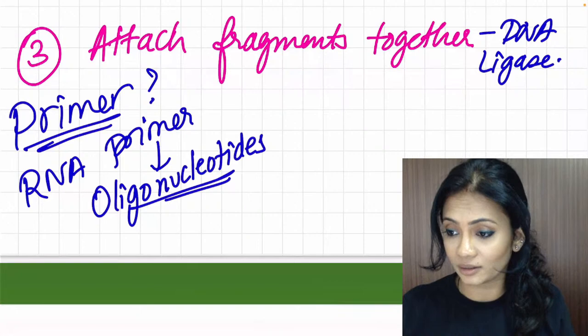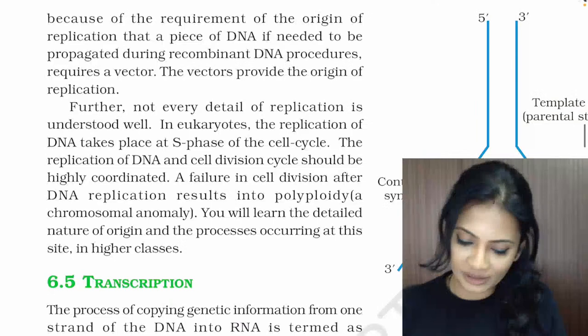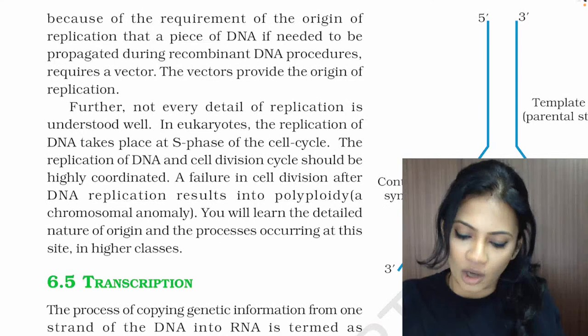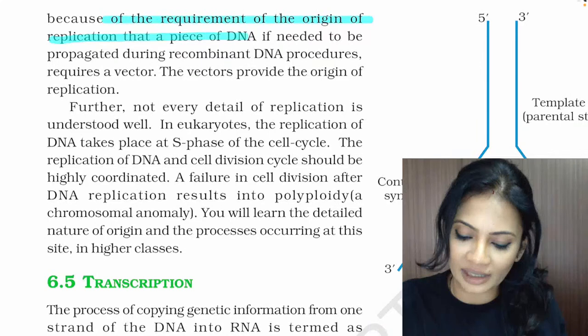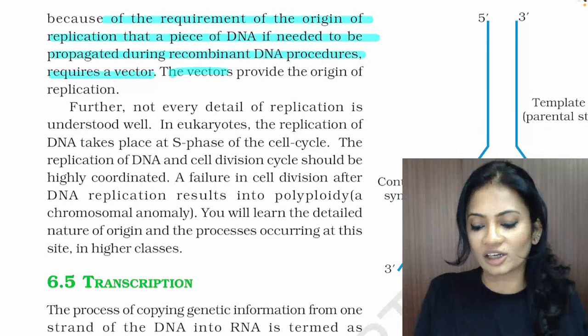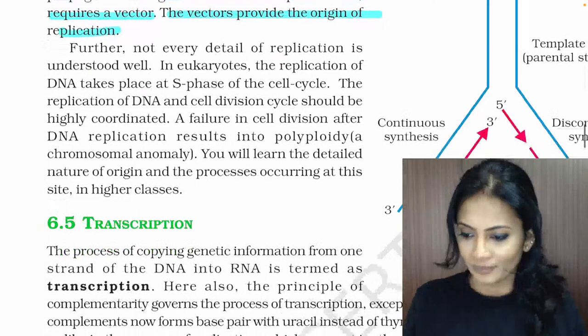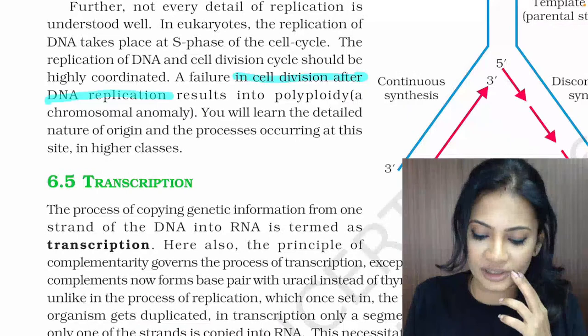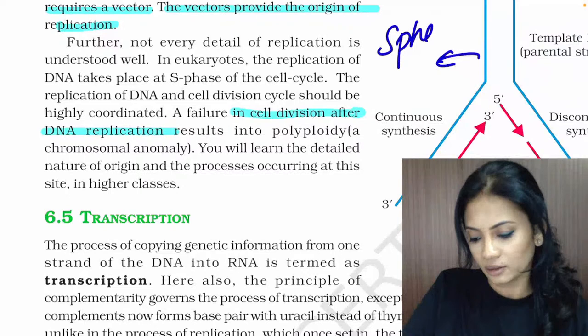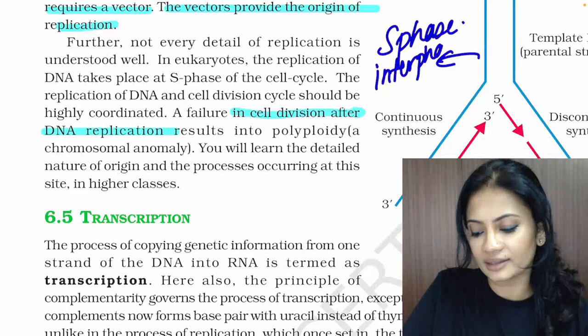So, we are done with this. This is something you know from biotechnology. Requirement of the origin: a piece of DNA that needs to be propagated during recombinant DNA technology requires a vector. The vector will provide the origin of replication. If cell division does not happen after DNA replication, this whole process is taking place in which phase? S phase. This whole process takes place in the S phase of interphase of cell division.